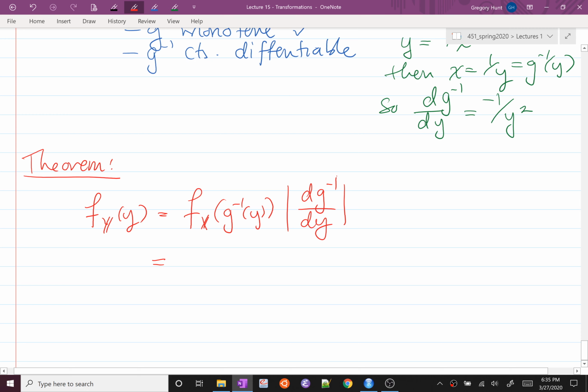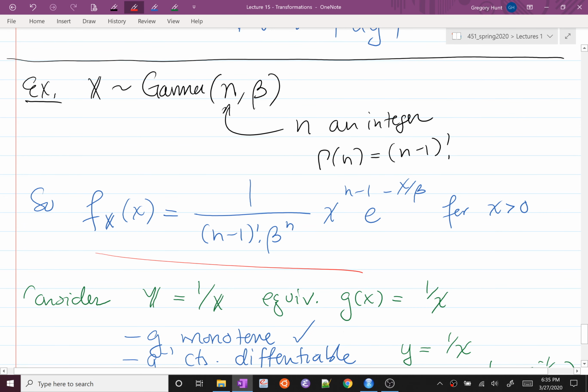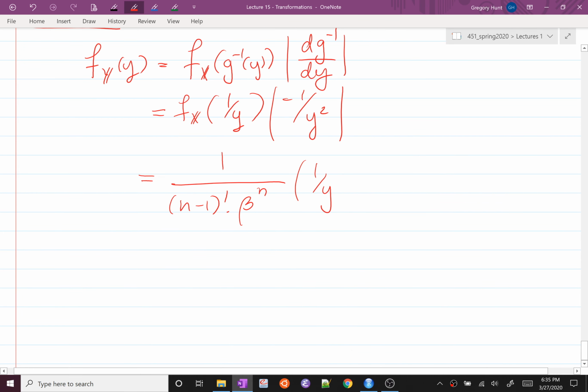And now I have to remember what f_X is. We derived that above, so let's go back up. Here's f_X. And so I'll just plug in for what f_X is. We have (n minus 1) factorial on the bottom, beta to the n. And then instead of x, we're plugging in 1 over y, and that is to the n minus 1. And we get e to the negative, instead of x over beta, it's 1 over y over beta, so 1 over y beta. And then I have the absolute value of 1 over y squared, which I can just write as 1 over y squared.